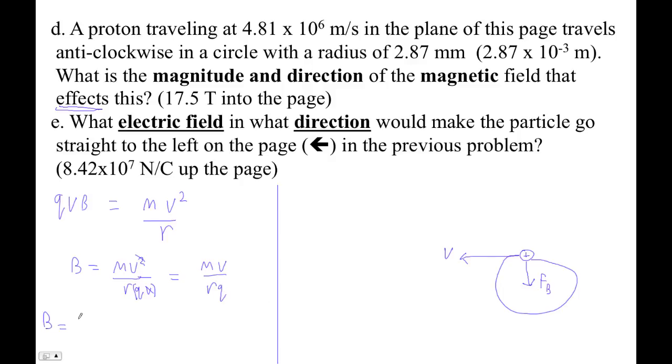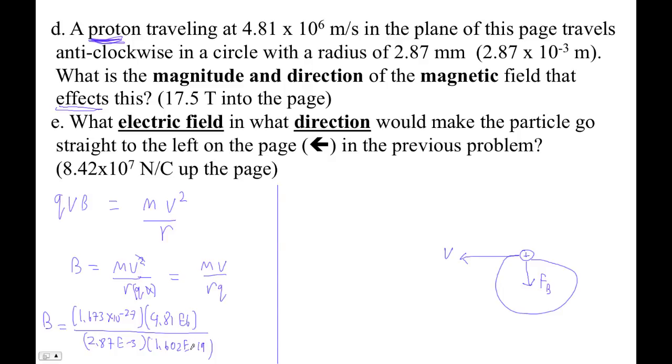The magnetic field is the mass of the proton, right? And you got to look that up in the data packet. 1.673, it's in one of those front pages, times 10 to the minus 27th. So look at what it is. Don't just assume it's an electron or a proton or whatever, right? The velocity is 4.81 times 10 to the 6th. And then we're dividing by the radius, which is 2.87 e minus 3. And then our q of a proton is, of course, 1.602.